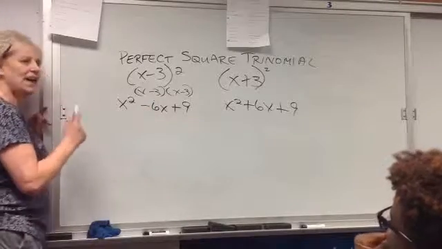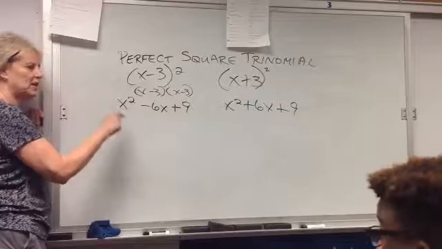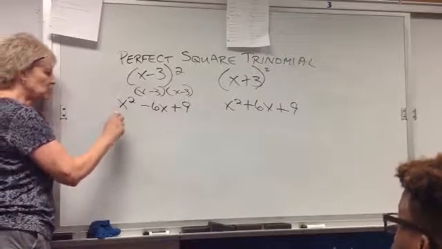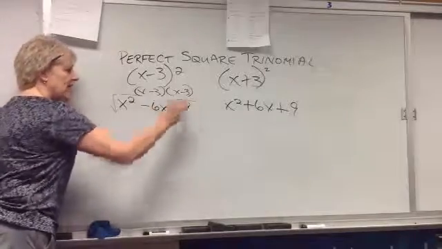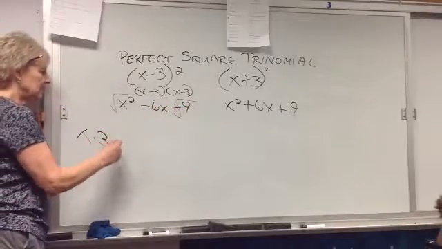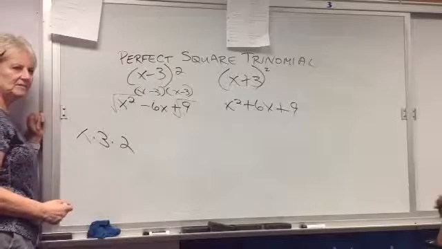Okay, here's how you tell if it's a perfect square trinomial. What is the square root of that? X. What is the square root of that? 3. Take it times 2. What do you get? 6x.